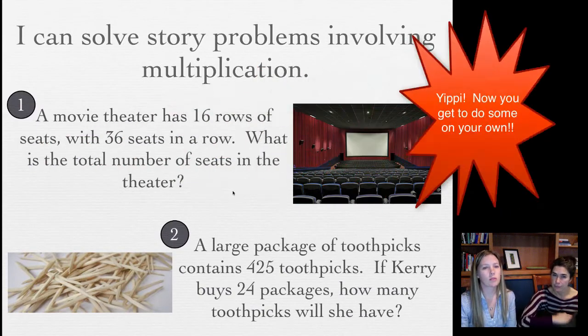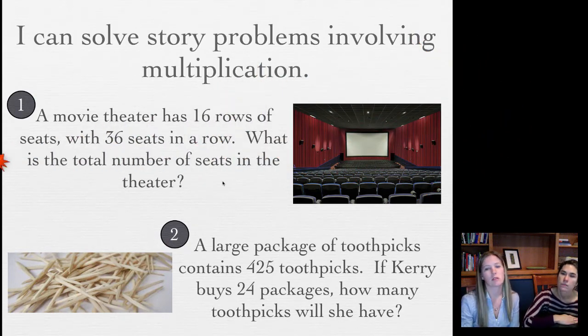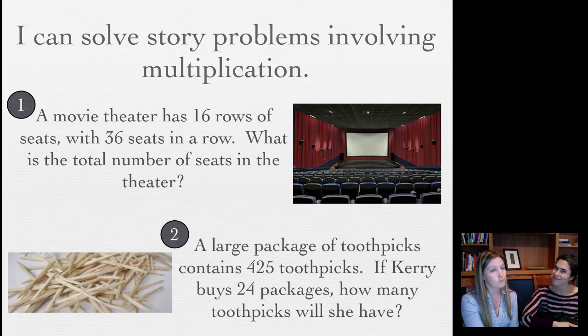So, number 1, a movie theater has 16 rows of seats with 36 seats in a row. So what is the total number of seats in the theater? And please show your work on that in whichever way you prefer. And number 2, a large package of toothpicks contains 425 toothpicks. If Carrie buys 24 packages, how many toothpicks will she have? So again, write it out, show your work, and solve it. And then come on back because we have a couple more to do with decimals.